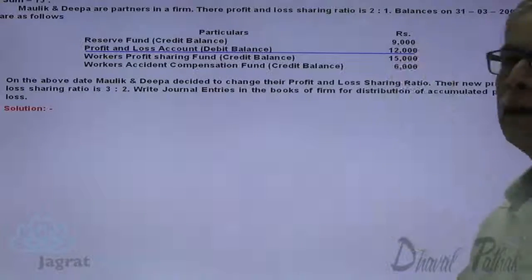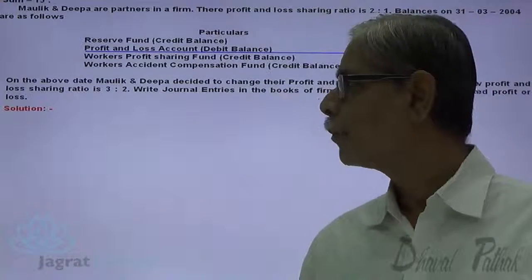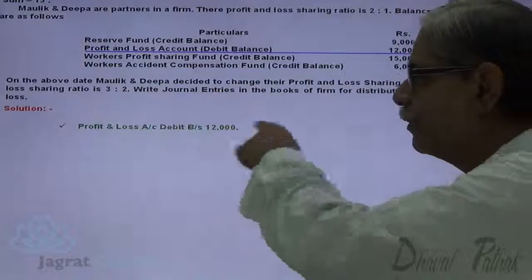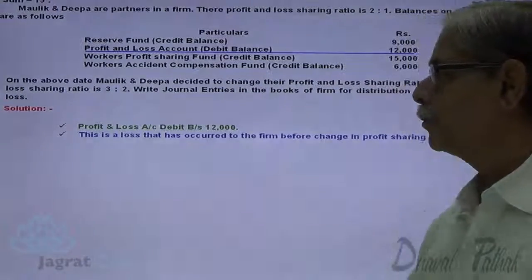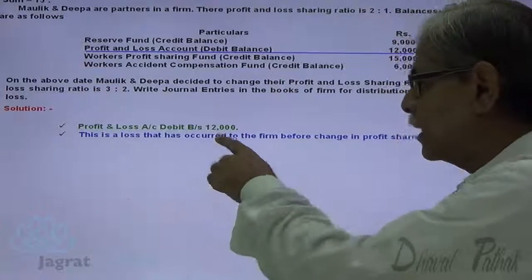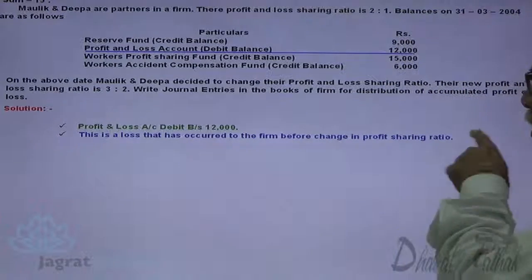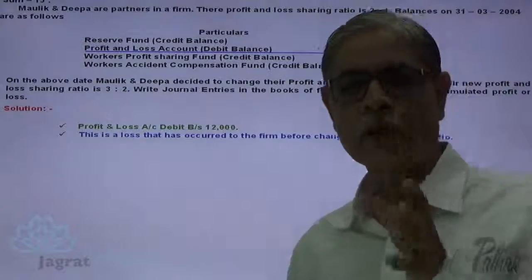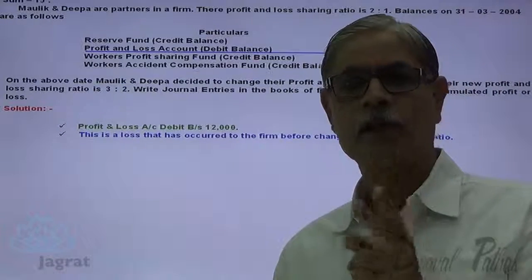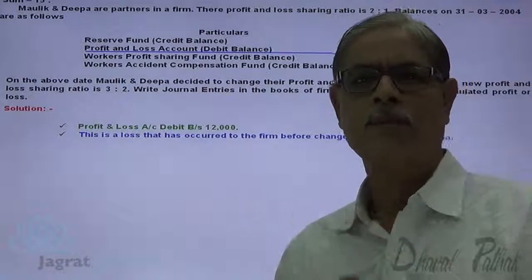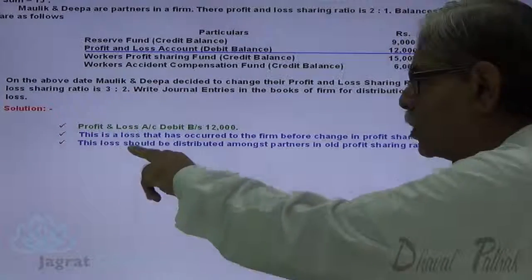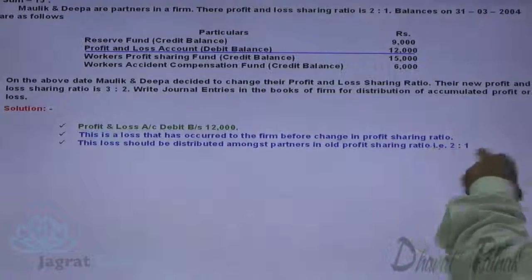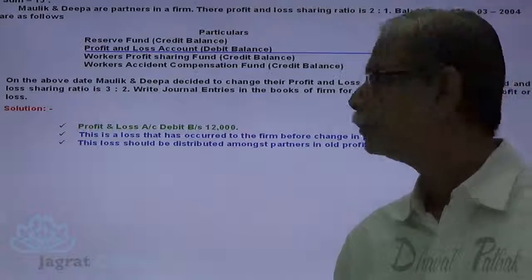Profit and loss account debit balance 12,000. Now this profit and loss account debit balance is an accumulated loss. This loss has occurred to the firm before the change in the profit sharing ratio. So it should be distributed in the profit sharing ratio that existed before this change. So this loss should be distributed amongst partners in the old profit sharing ratio 2:1.